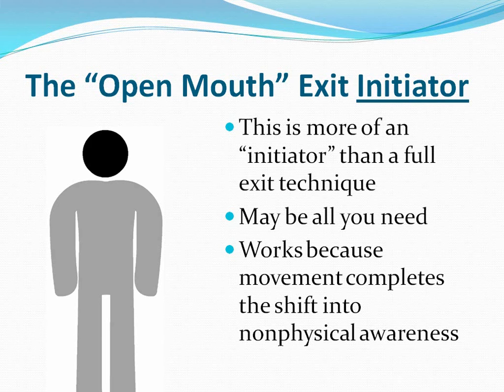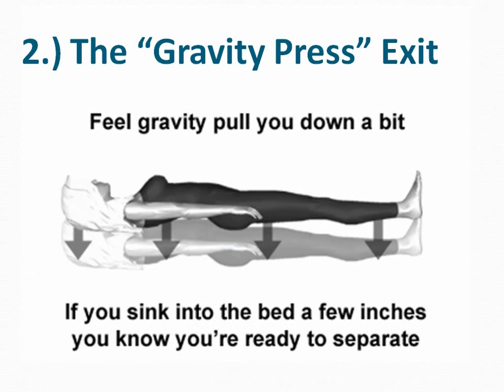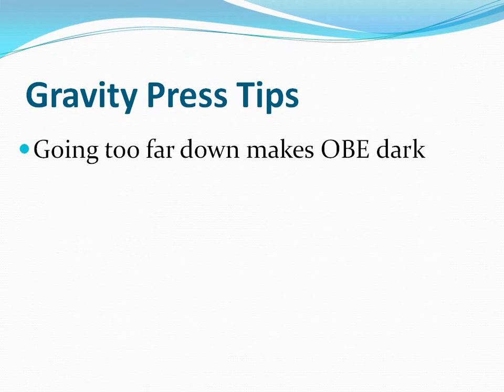The second movement-free exit method is called the gravity press exit. To do this, focus on the feeling of gravity on your body. In an OBE, this will actually cause you to sink through solid objects, and you can use this fact to test if you're non-physical without moving. Make sure not to pull yourself down too far, because creating too much of a feeling of heaviness can make the resulting OBE dark and lower energy.